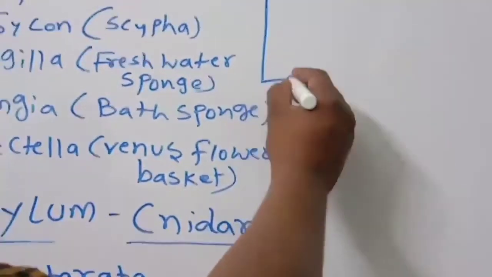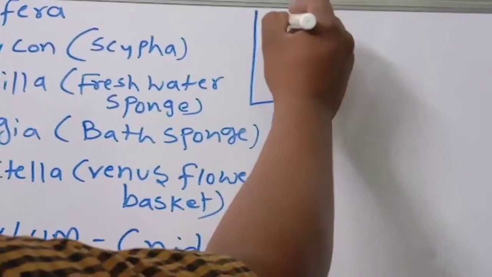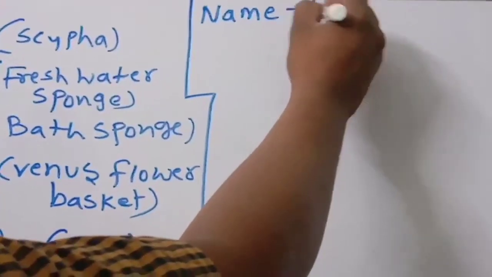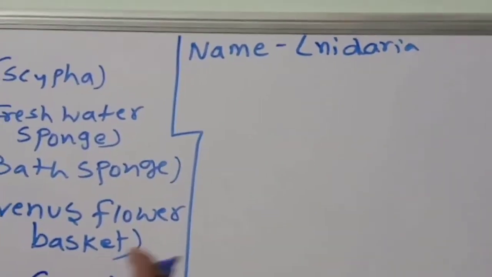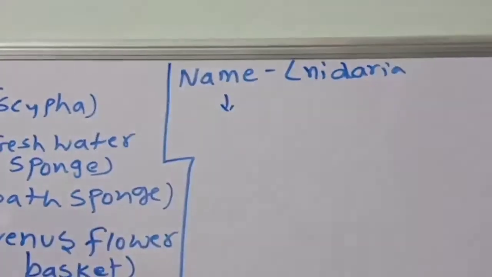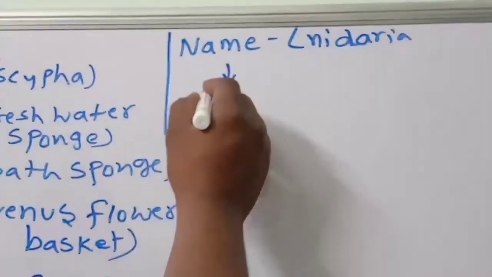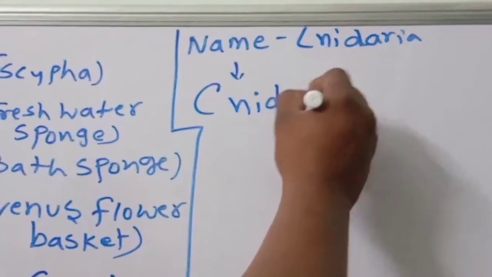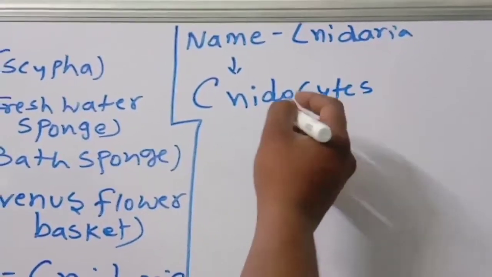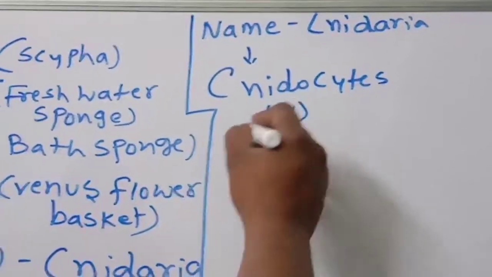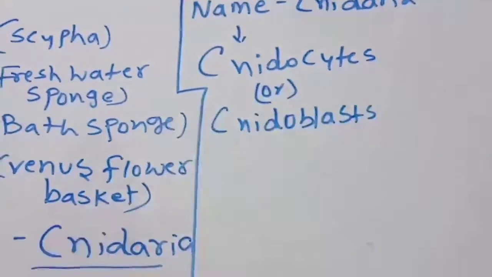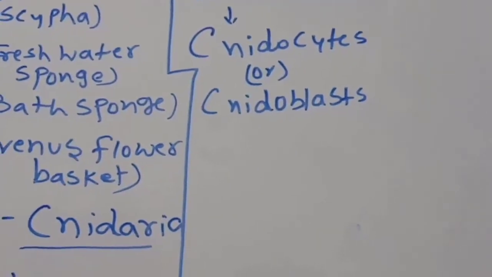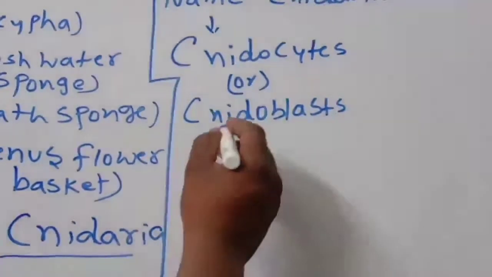Next important thing is the name Cnidaria. Why is this name coming? Why are we calling this Cnidaria, sir? You will get one clarity. Because they have cnidocytes. Cnidocytes are also called cnidoblasts. Cnidoblasts are there. That's why we are calling them Cnidaria.